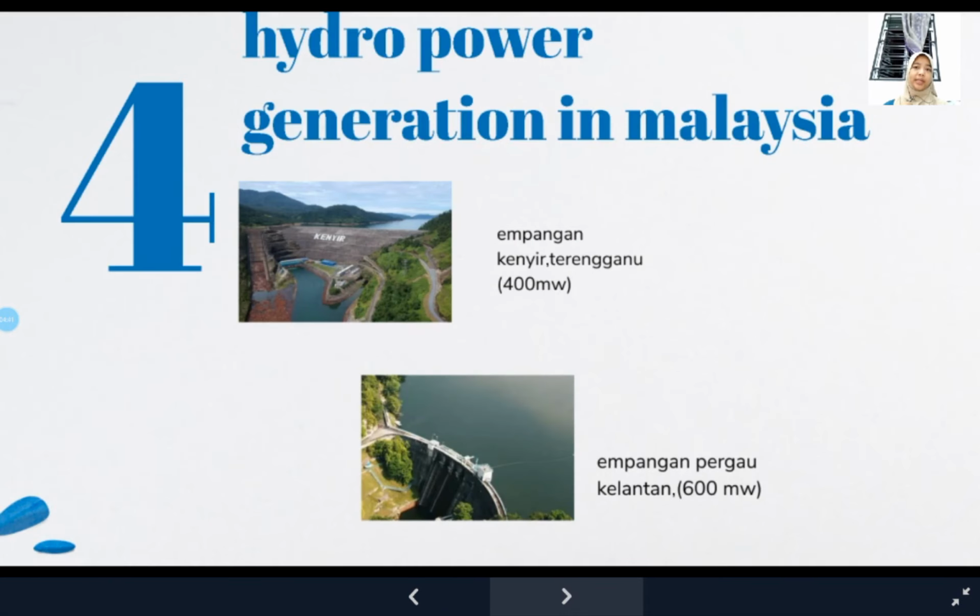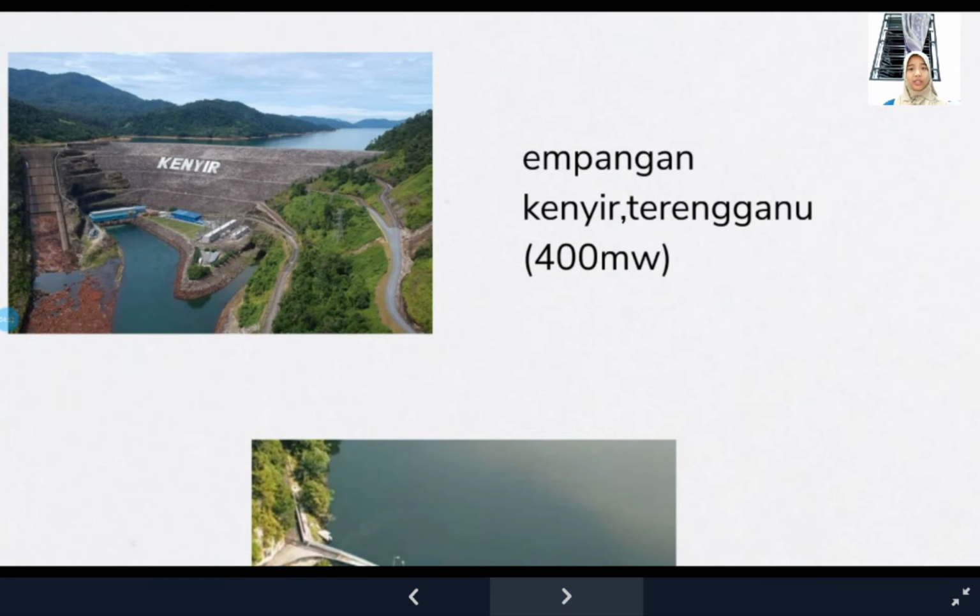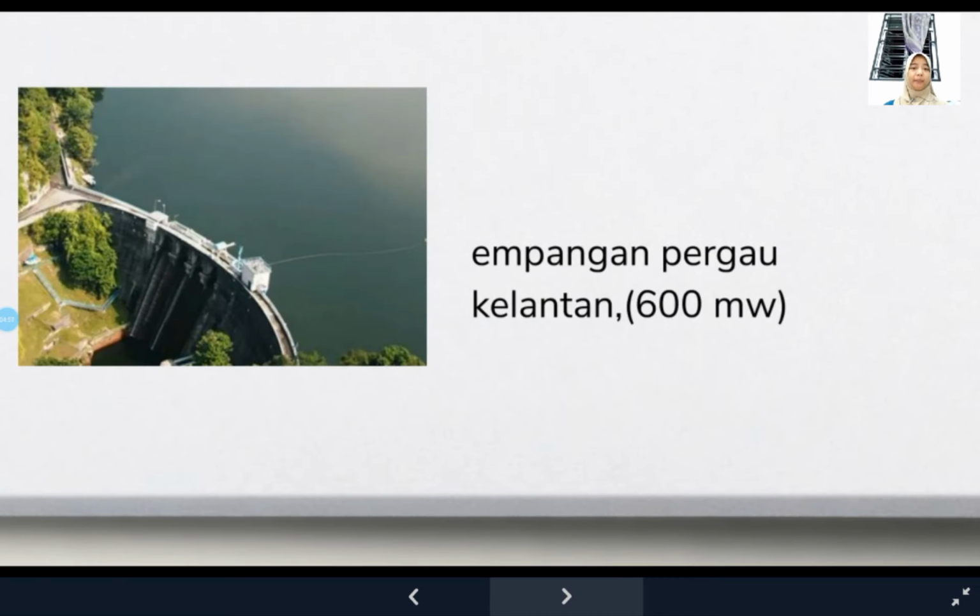And then this is hydropower generation in Malaysia. There is a lot of hydropower generation in Malaysia, but the most known is Empangan Kenyir at Terengganu, and it produces 400 megawatts. And this is Empangan Pergau in Kelantan that produces 600 megawatts.